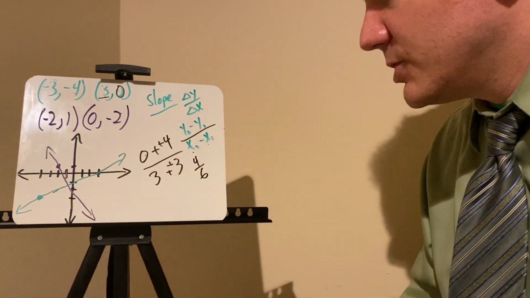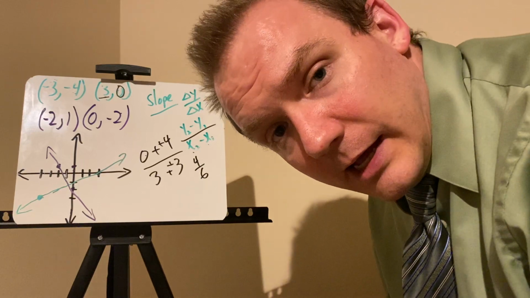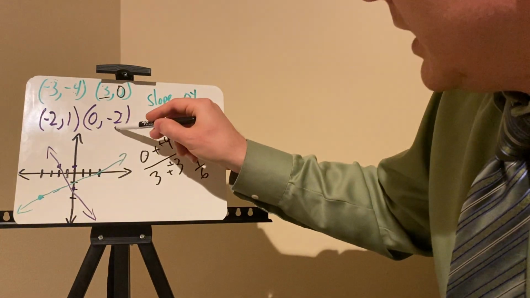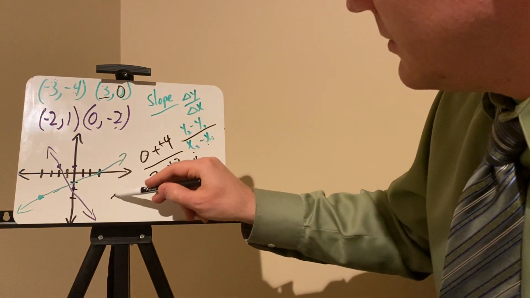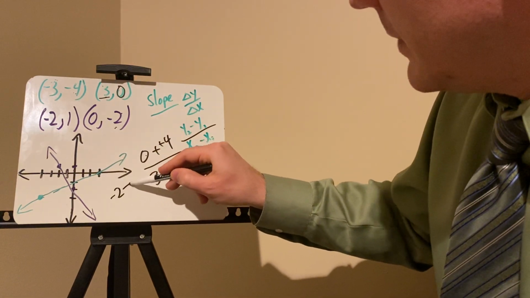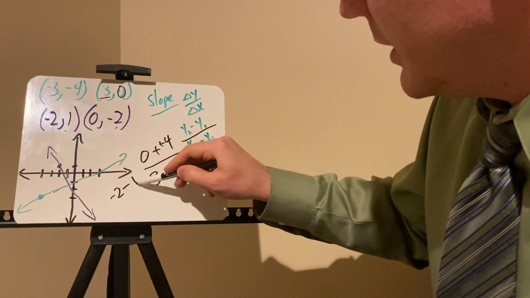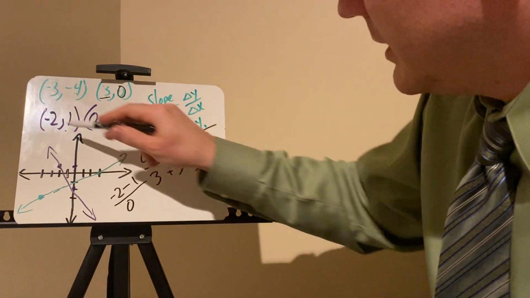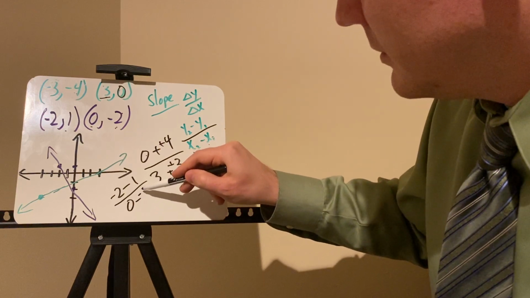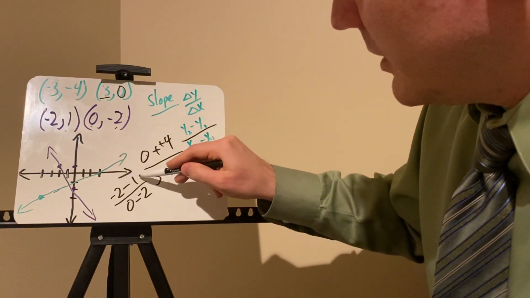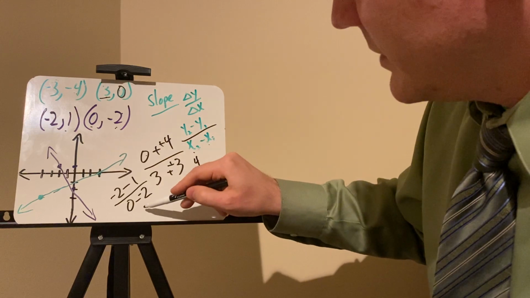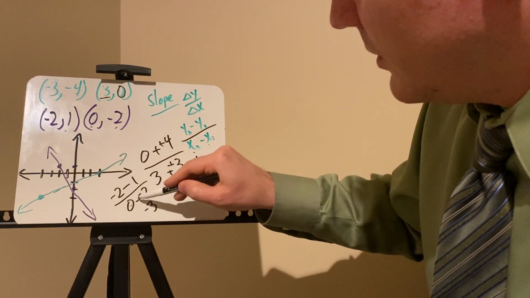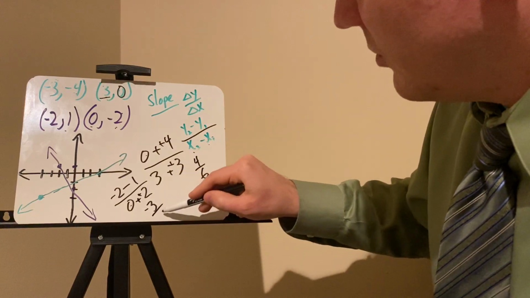Meaning that my next slope should be the opposite reciprocal if I am saying that these are perpendicular. So for my next slope, y sub 2 is -2 minus y sub 1, which is 1, over x sub 2, which is 0, minus -2. So this becomes -2 minus 1, which is -3, over 0 minus -2, which is plus 2, so -3 over 2.